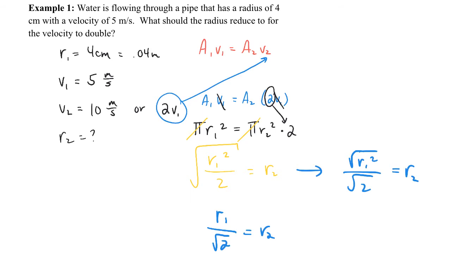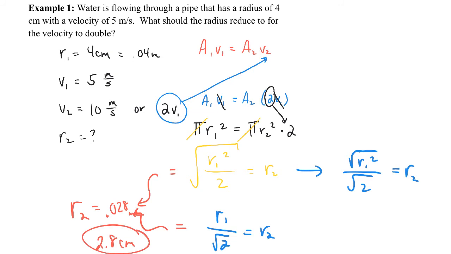Either way, solving it here, we're going to get the same number. R2 will turn out to be 0.028. And those units are meters. So I'll write it as 2.8 centimeters. 0.028 meters. That's a little meter symbol here. Either way we do it, whether we plug in here, or back up here at the red stage.